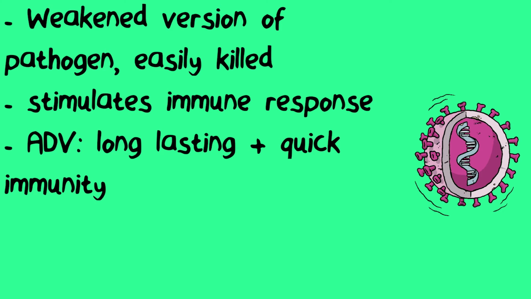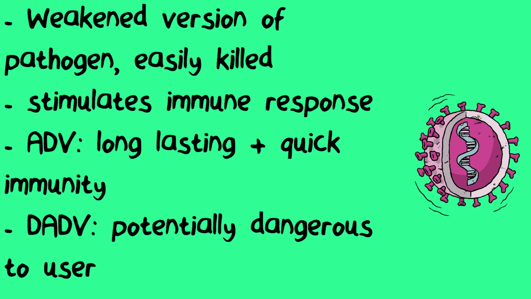The advantages of a live attenuated vaccine include how it imitates the natural infection of the body to provide long-lasting immunity, as well as the process of giving quick immunity in general. However, a disadvantage would be that it is not recommended to certain patients who have a severely compromised immune system that is incapable of fighting against even a weakened pathogen.